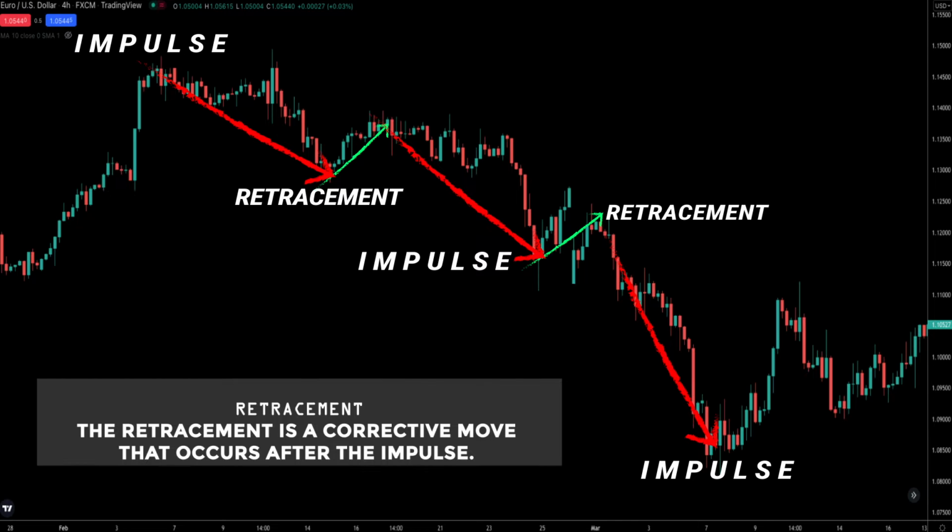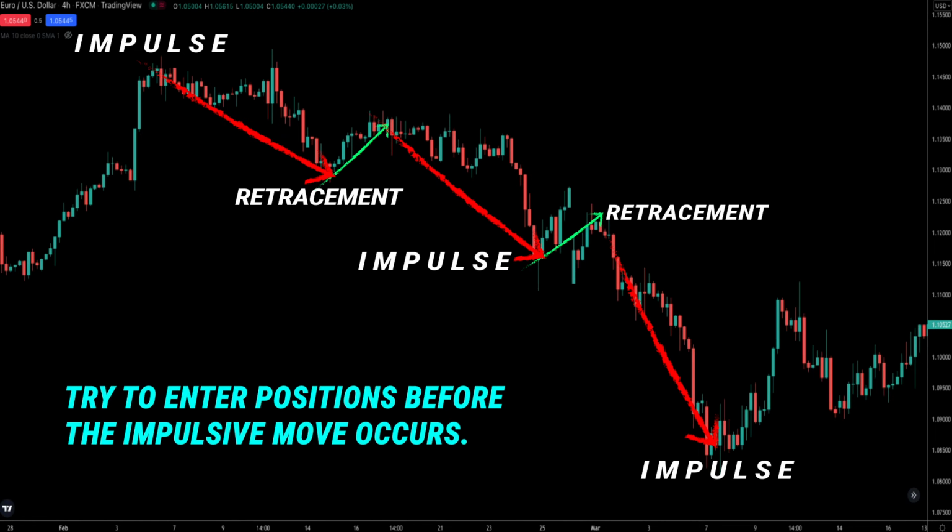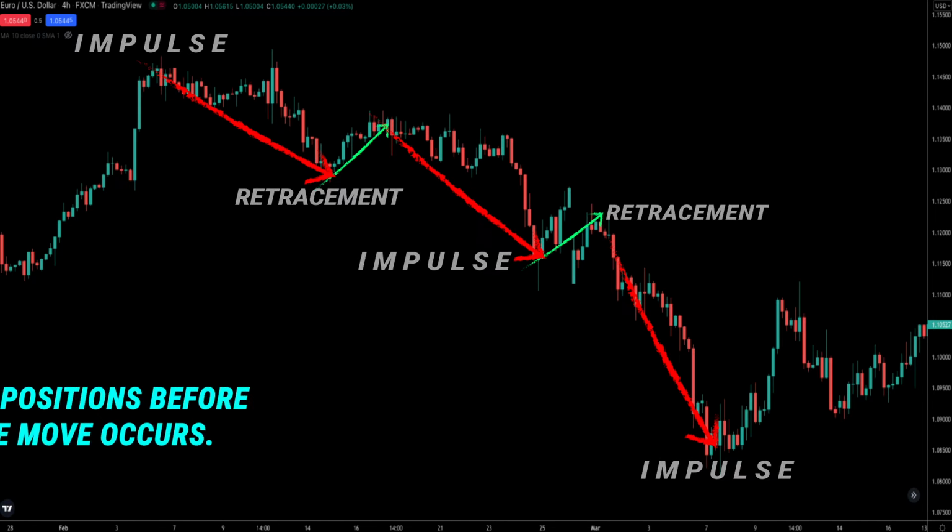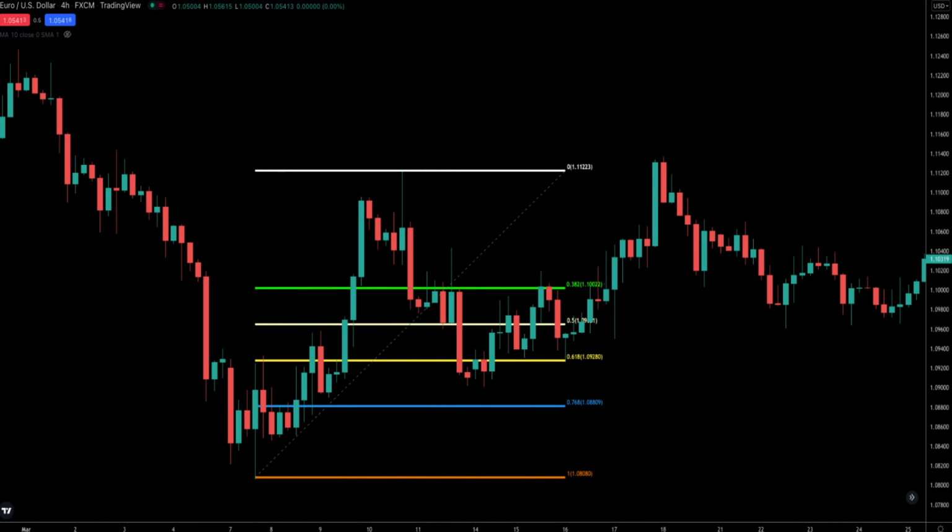Now, as traders, we have to try to enter positions before the impulsive move occurs. That's where the big money is made. So that brings us to the question of how do you know that the retracement is over and the price is due for a new impulse? Well, we can use the Fibonacci retracement tool.